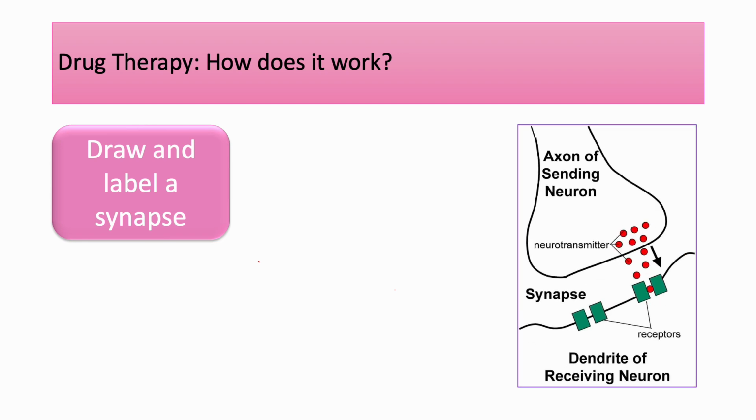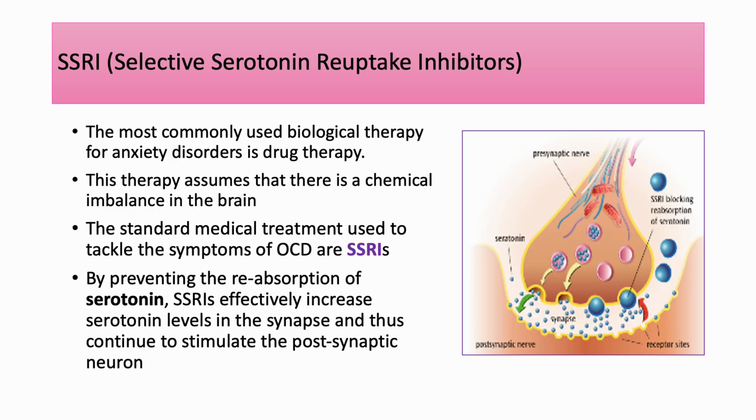So here's a very basic level drawing of a synapse. Hopefully you've got something similar where you have neurotransmitters, receptor sites on the postsynapse, and the gap to show the synapse. You understand that the synapse is the end of the axon on one neuron and the receptors are on the dendrite of the next neuron.